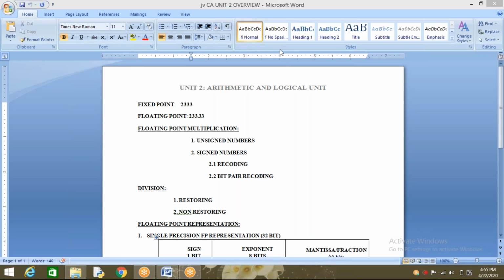Next we are going to discuss divisions. Here we are going to perform binary divisions. It can be solved by using the restoring and non-restoring methods. Restoring is the simplest method to perform binary division. Non-restoring is the fastest method to perform binary division.